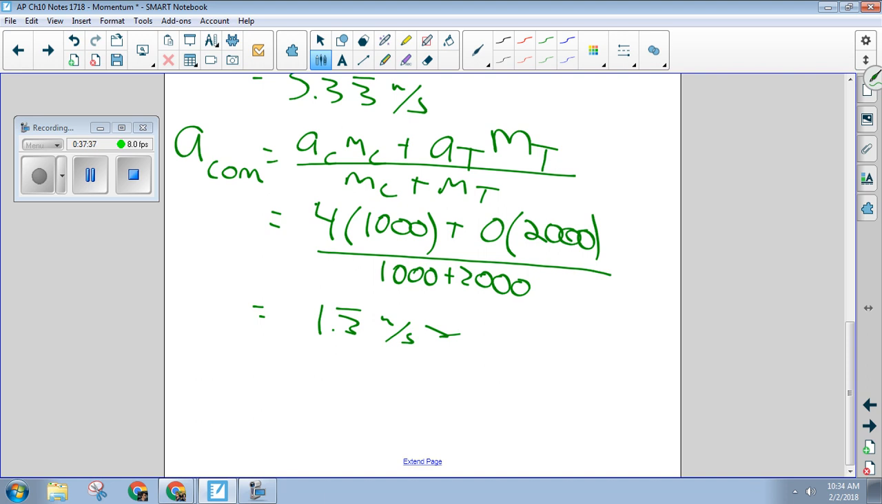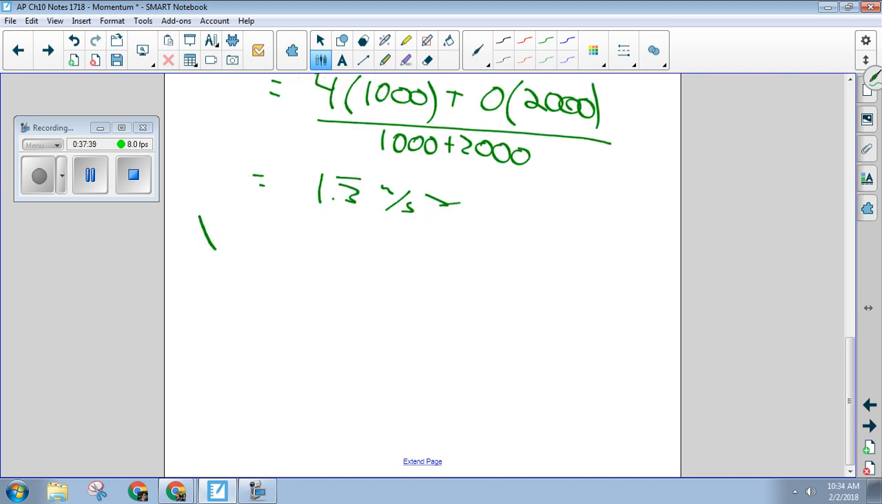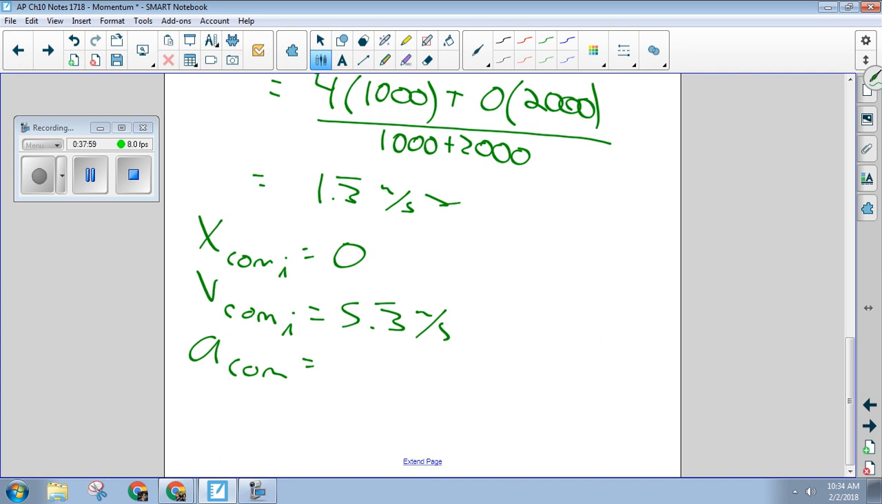All right, everybody good? All right, so here's what we know then. We know that the position of our center of mass initially was 0. We know the velocity of the center of mass initially was 5.3 meters a second. We know the acceleration of the center of mass is 1.3 meters a second squared. And what are we trying to find? Oh, we know the time is 3 seconds. How far is the center of mass at 3 seconds?